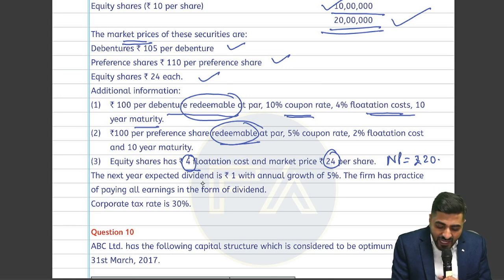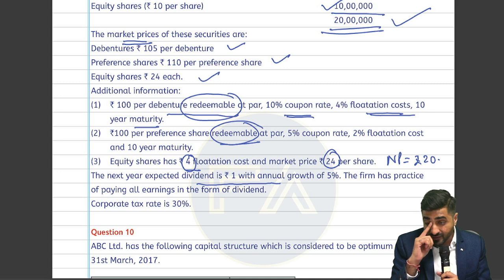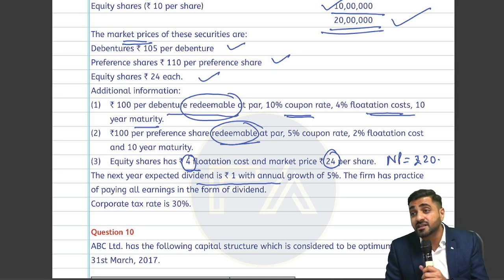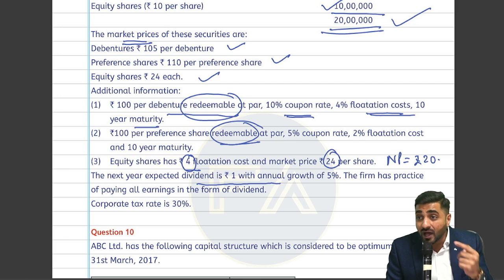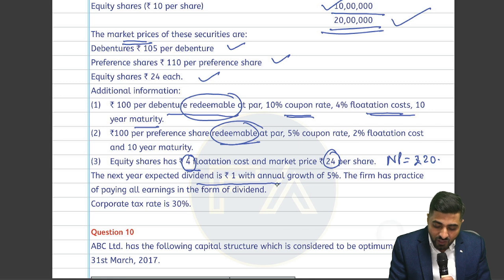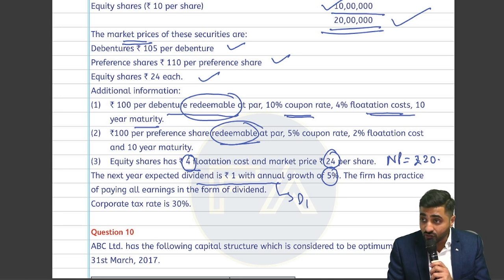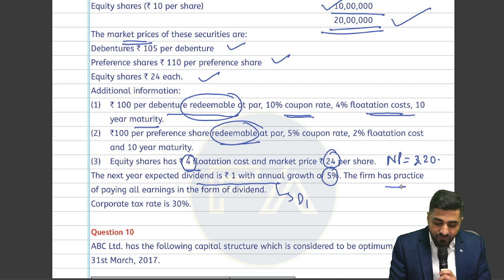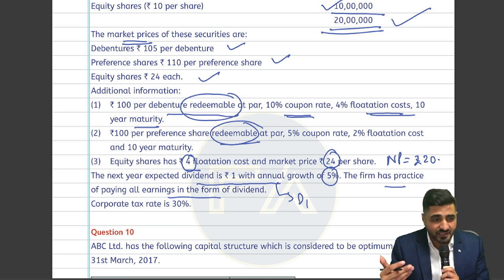The next year expected dividend is rupee 1. What does it mean? Does it mean D0 or does it mean D1? So do we have your D1 readily available? Yes or no? Yes, sir. Do we have the growth rate also available? Come on, yes or no? Yes, sir. And the firm has the practice of paying all the earnings as dividends, tax 30%. We are required.